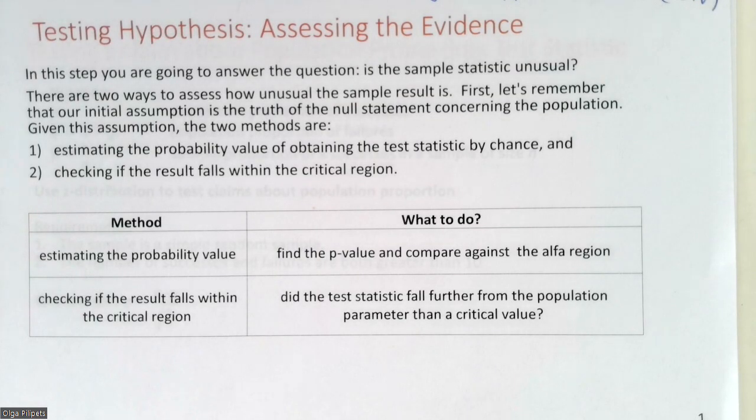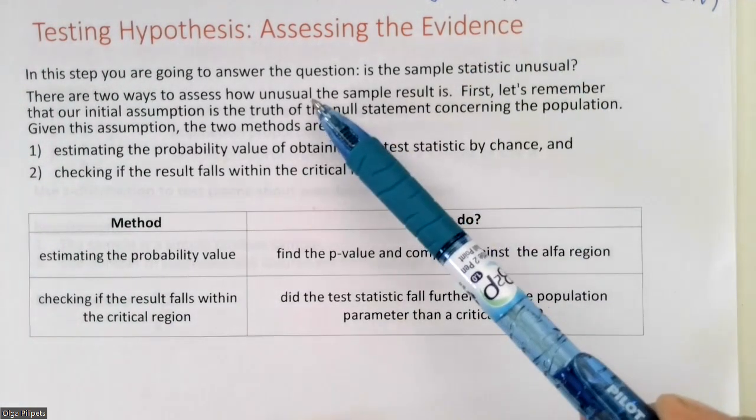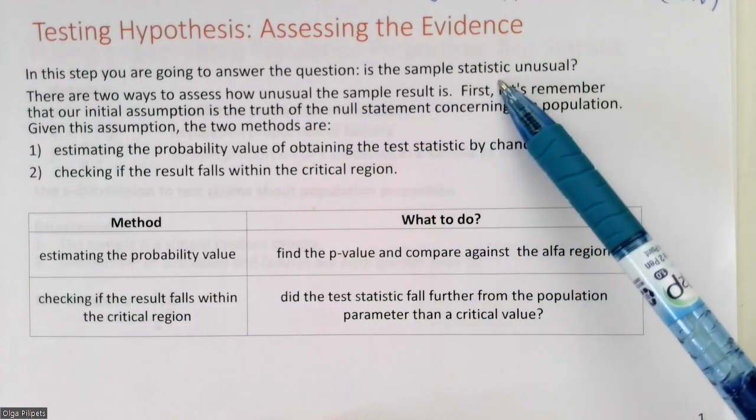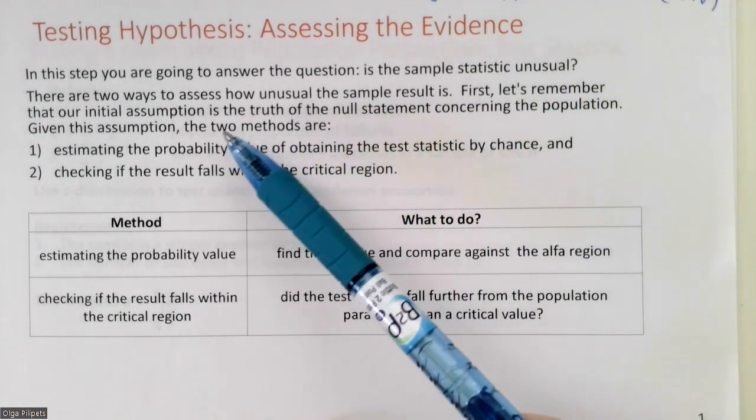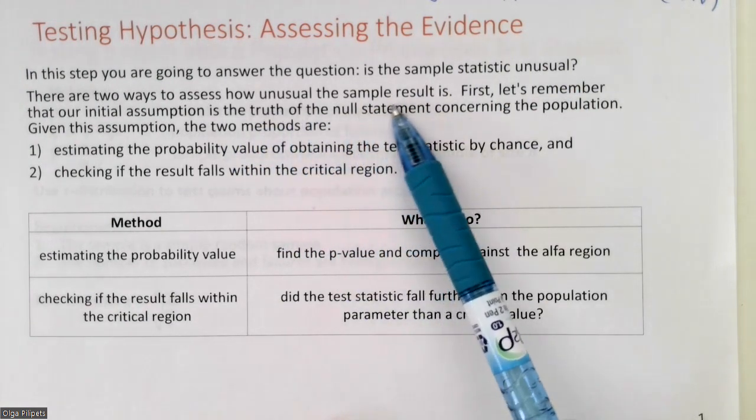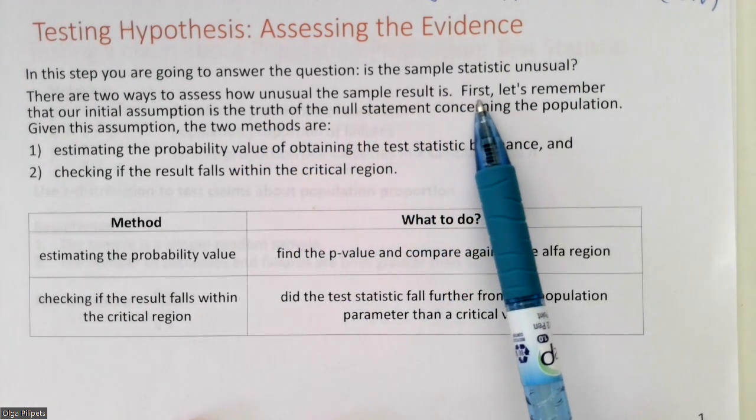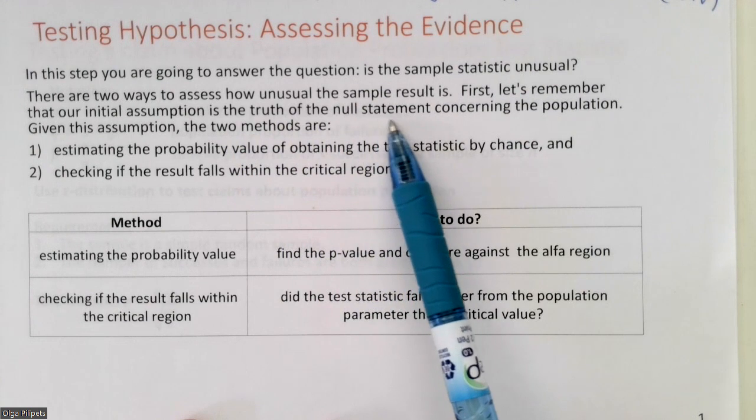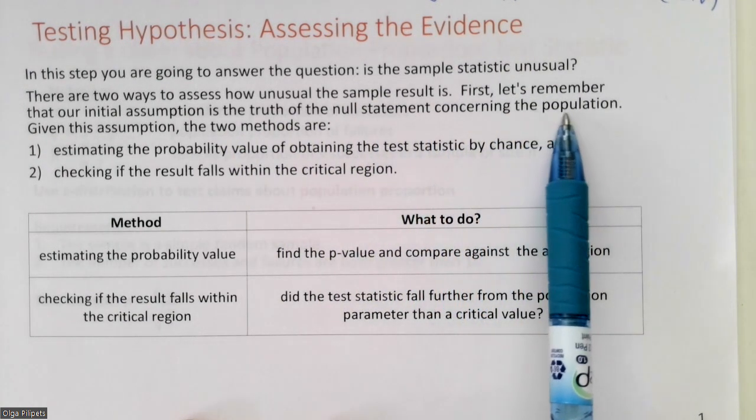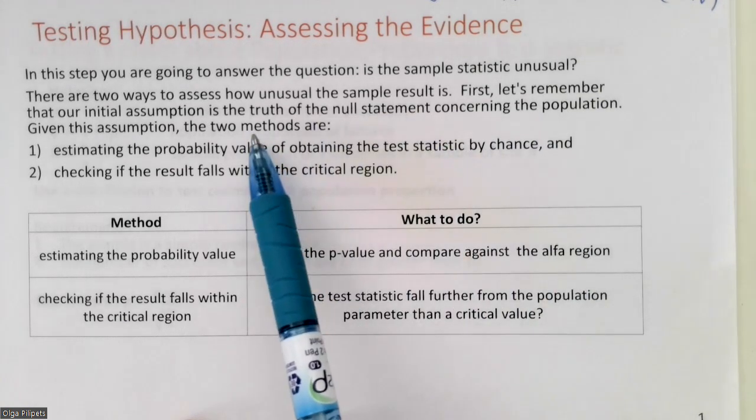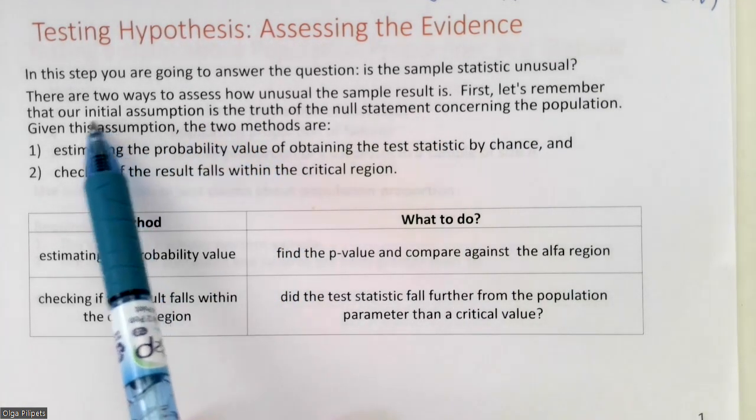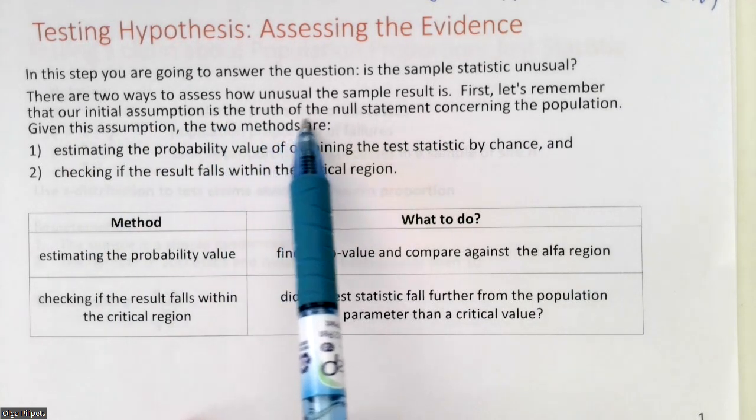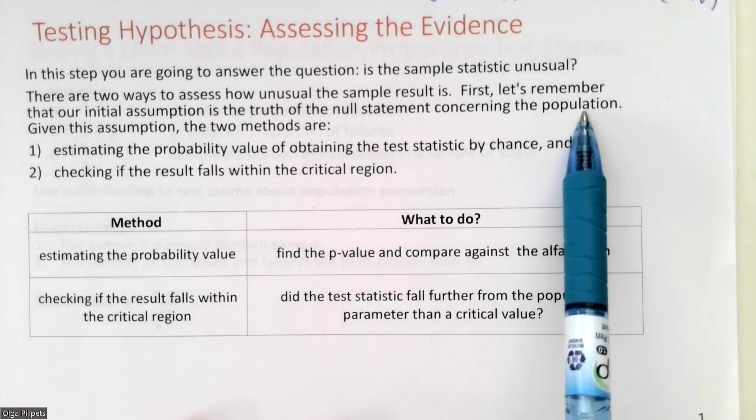All right, let's continue, and let's look at how we assess the evidence. In this step, you're going to answer the question, is the sample statistic unusual? And there are 2 ways to assess how unusual the sample result is. First, let's remember that our initial assumption is the truth of the null statement concerning the population.